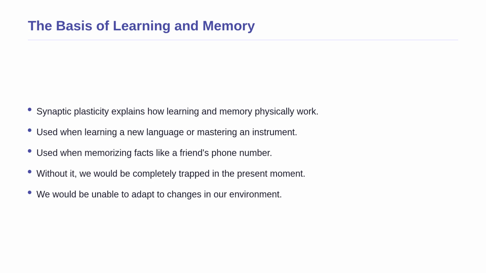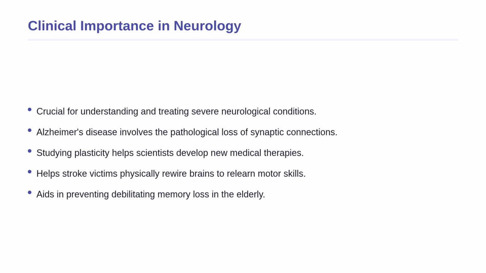Understanding these mechanisms of strengthening and weakening leads us to why this topic is so revolutionary. Synaptic plasticity is arguably one of the most important discoveries in modern neuroscience because it provides the physical explanation for how learning and memory actually work. Every time you learn a new language, master a chord on the guitar, or memorize a friend's phone number, your brain is actively using synaptic plasticity to build and strengthen specific neural circuits. If our brains lacked this incredible ability, we would be completely trapped in the present moment, unable to form any new memories or adapt to changes in our environment.